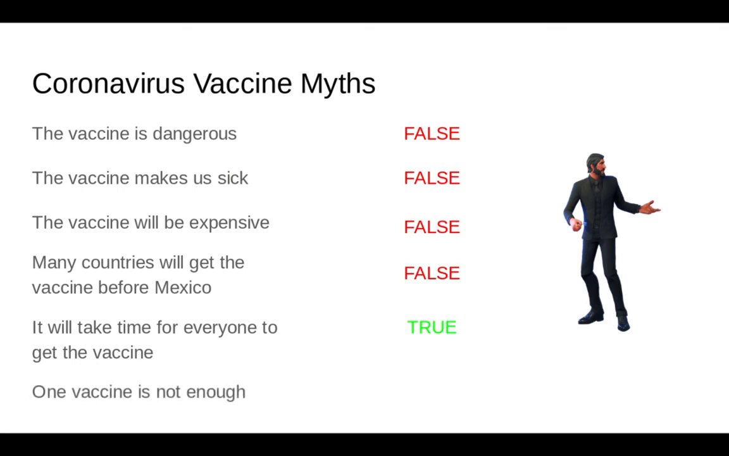Finally, one vaccine is not enough. This may be true. It's thought that natural immunity to coronavirus lasts about 3 months. So that means if you get coronavirus and you survive, maybe you have a natural protection, but only for 3 months. This is a short time.